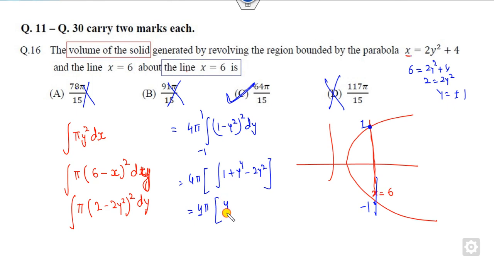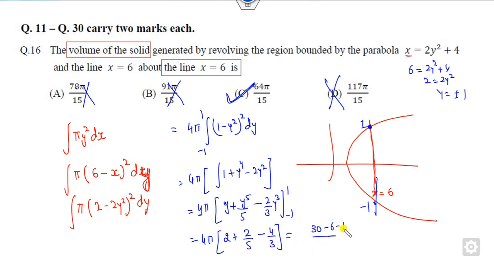But if you verify them, it's 4π times (1 minus 1 is 2, 1/5 minus 2/5 is again 2/5), so it's 4/3 ... So you can see 15 will be the LCM, so it's (30 minus 6 minus 20) divided by 15.